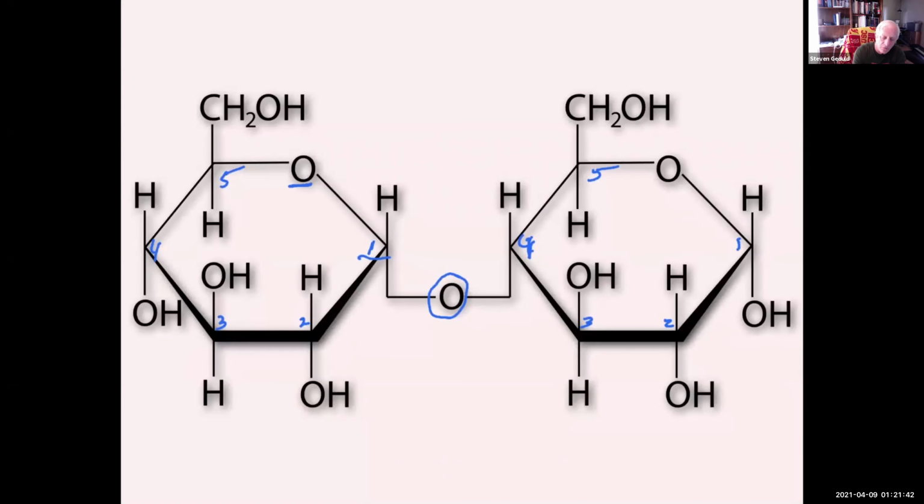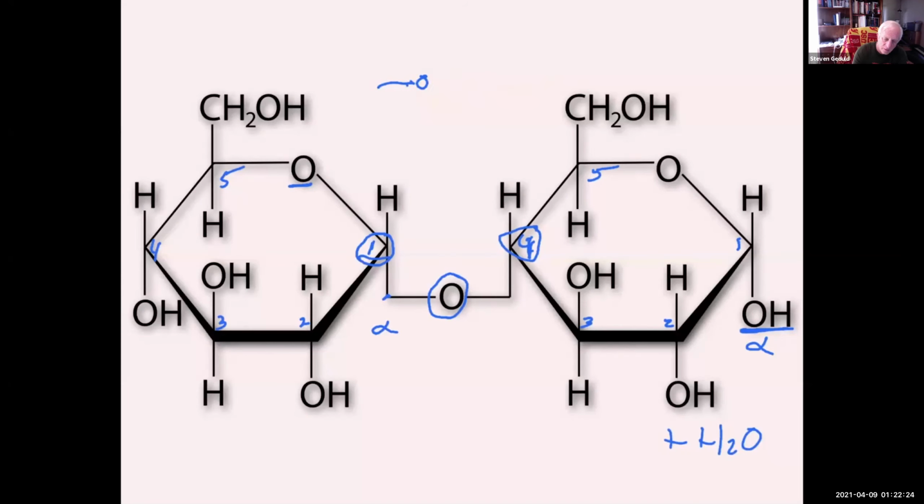Everybody see why it's 1,4? It links the number 1 carbon of one glucose molecule to the number 4 carbon of the other glucose molecule. This one is an alpha, and this one is an alpha because the OH group is down on both of these. And you've lost water between them. Remember, there were two OH groups. This had an OH, and this one had an OH, and you lost water between them.